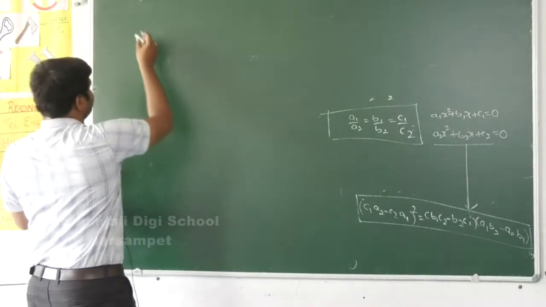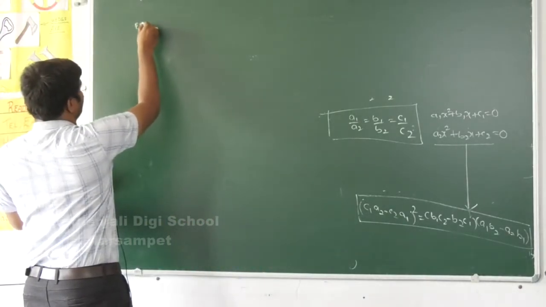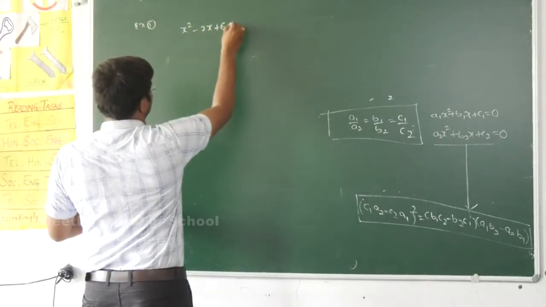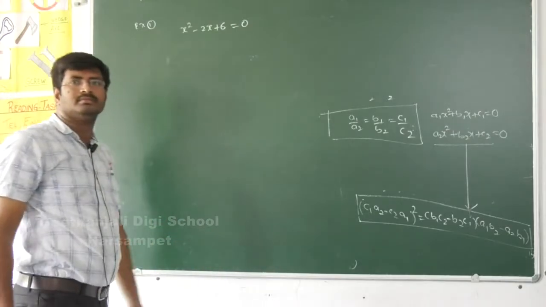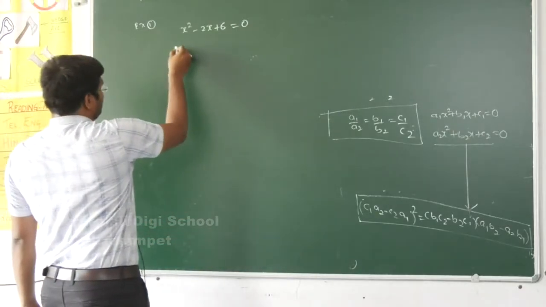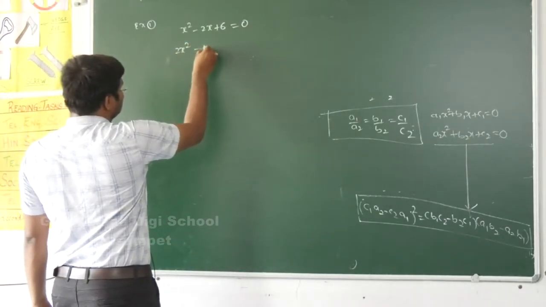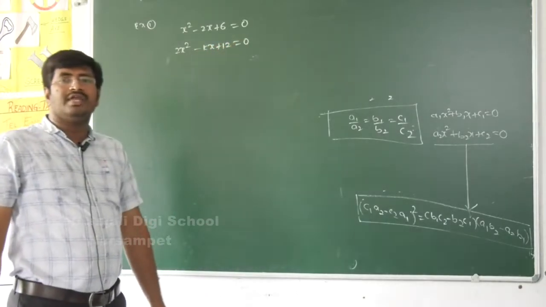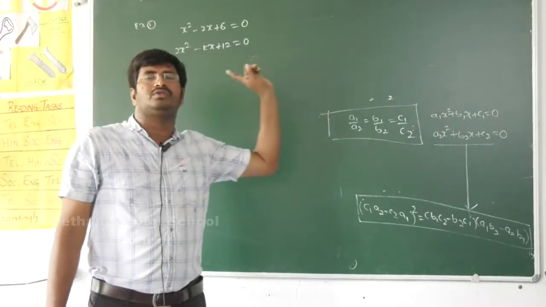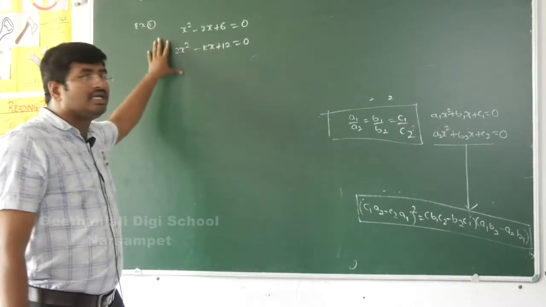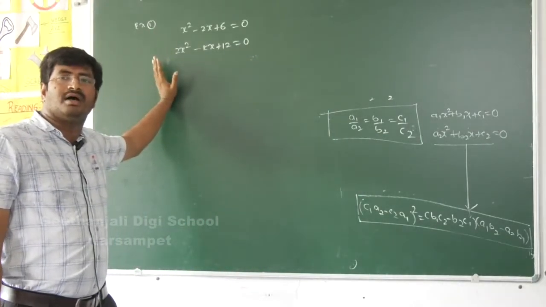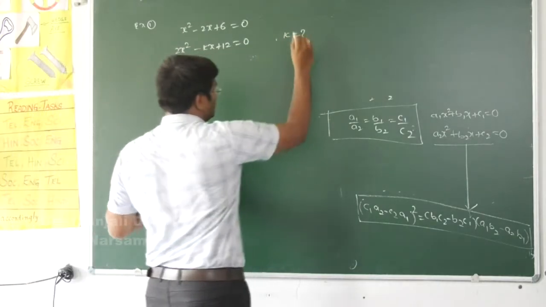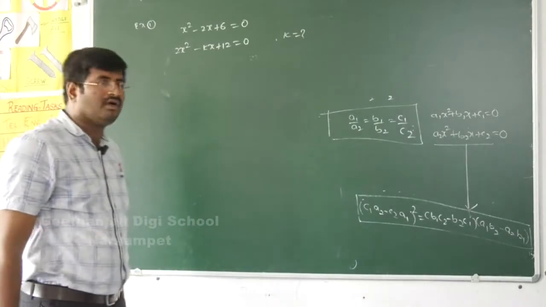For example, problem 1: x square minus 2x plus 6 is equal to 0 and 2x square minus kx plus 12 is equal to 0. Both equations have two roots in common. Find the value of k.